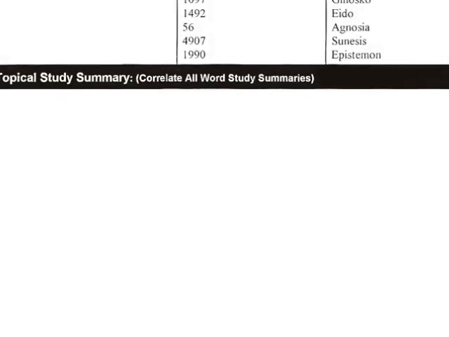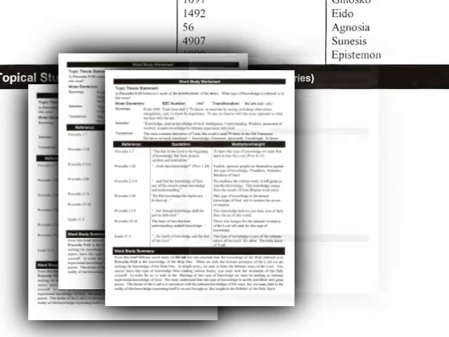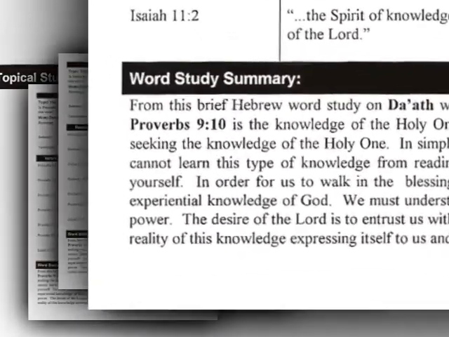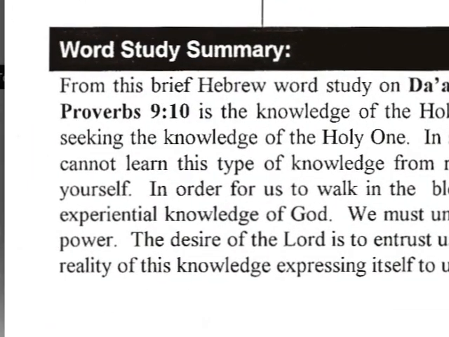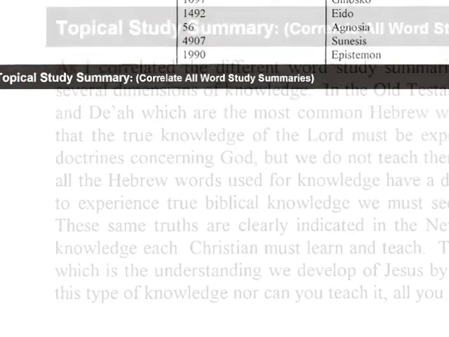The conclusion for a topical study is more in depth than the conclusion for the word study. In the topical study, the conclusion is a correlation of the main body. But remember, your main body is composed of individual word studies. In order to write your conclusion to your topical study, you must extract from each word study summary the necessary information which answers or clarifies your topical thesis statement.